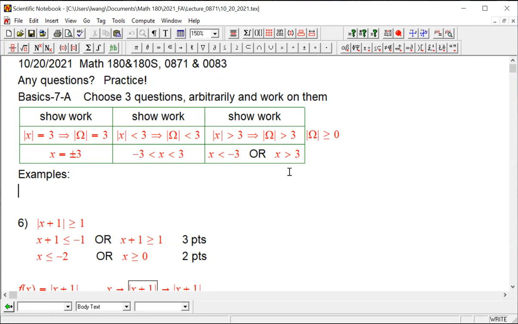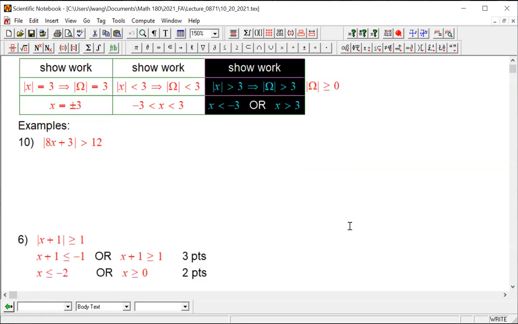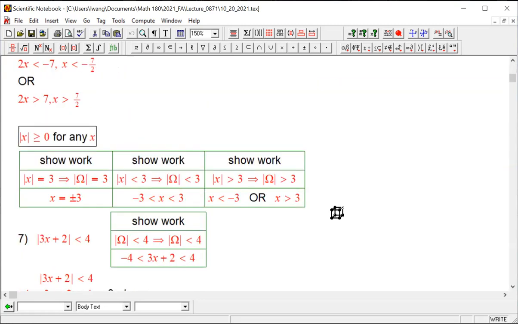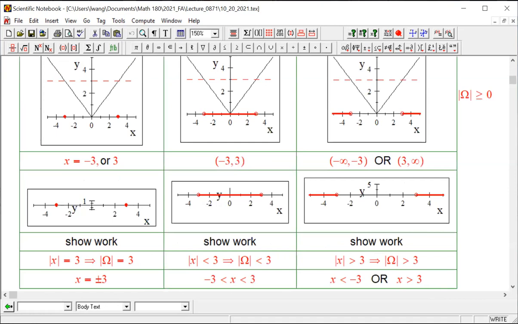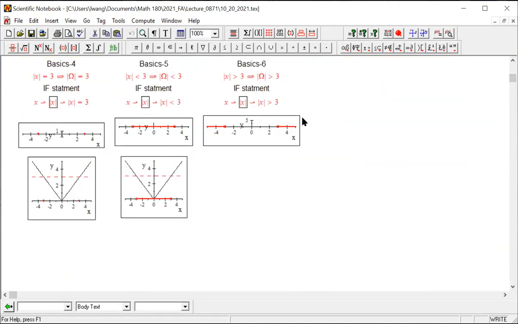Could you do number 10? Sure. Number 10, we got the absolute value of 8x plus 3 larger than 12. So this is my model, and all the pictures come with it, right? All of these come with it. I'm bringing this along.